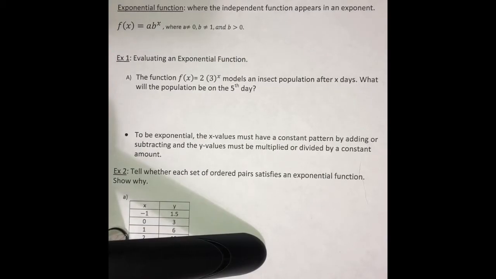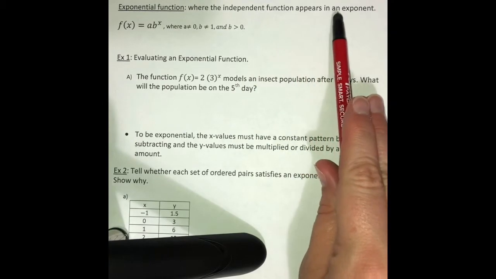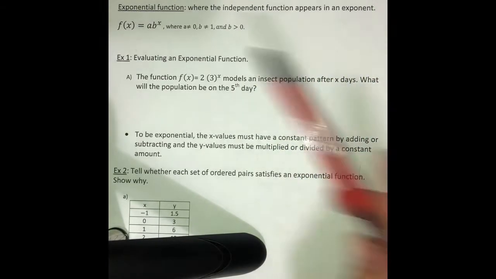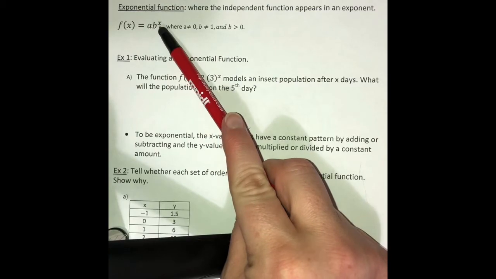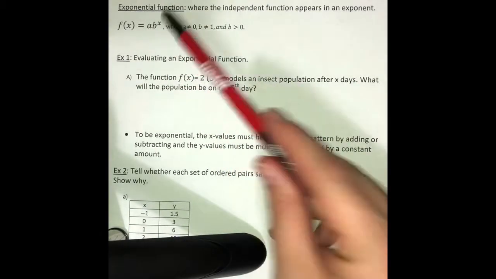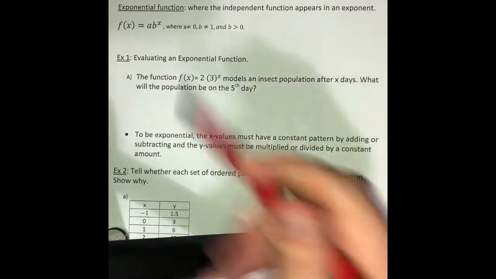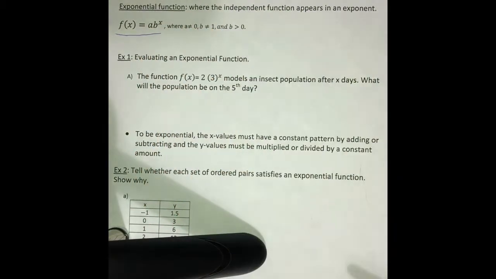Okay, so we are starting section 9.2, notes for exponential functions. An exponential function is where the independent variable appears in an exponent. So remember, your independent is your x's, okay? Just like domain and range, domain is your x, independent are x. So your x is going to be an exponent. So this is similar to what the equation for an exponential function will look like.